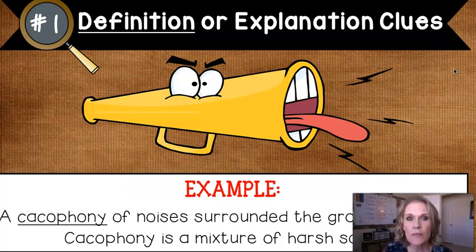Here's an example of using a definition or explanation clue. The cacophony of noises surrounded the group of people. Cacophony is a mixture of harsh sounds. In this example, you can see the writer says the word in a sentence and then gives an explanation or definition of what cacophony means.